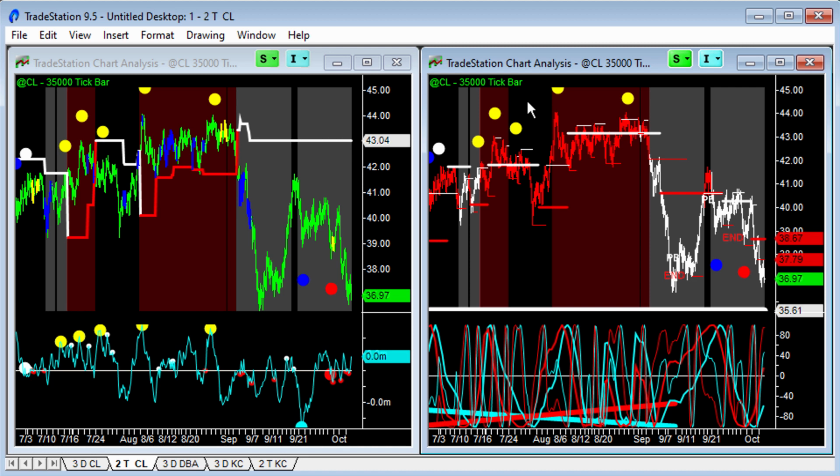It's actually the largest tick bar chart I use on all the markets. And frankly, it's not particularly practical. I don't open this chart up and have it running during the day session. I just look at it at night or on the weekends.